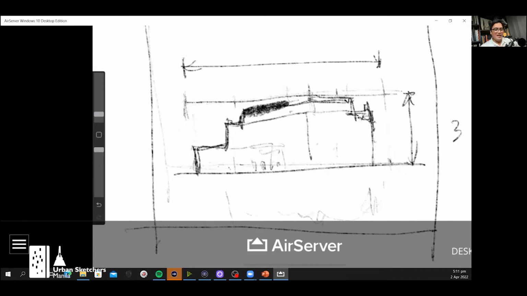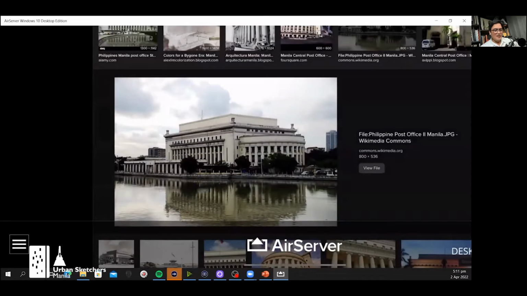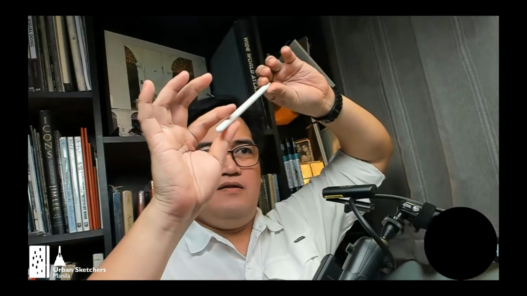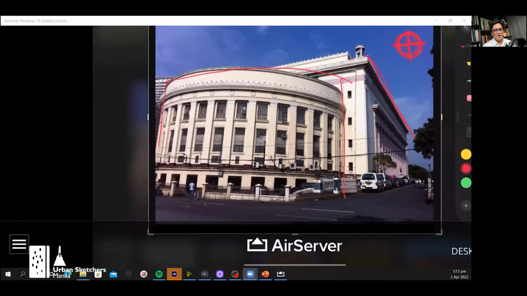Let's take another example here of the same building, much closer. Then you have your angle. How do you determine the angle? You take your pencil and take a look at the angle of something on site. You look at it through your eye and then replicate that angle onto your paper. Exactly. So the angle can be replicated.